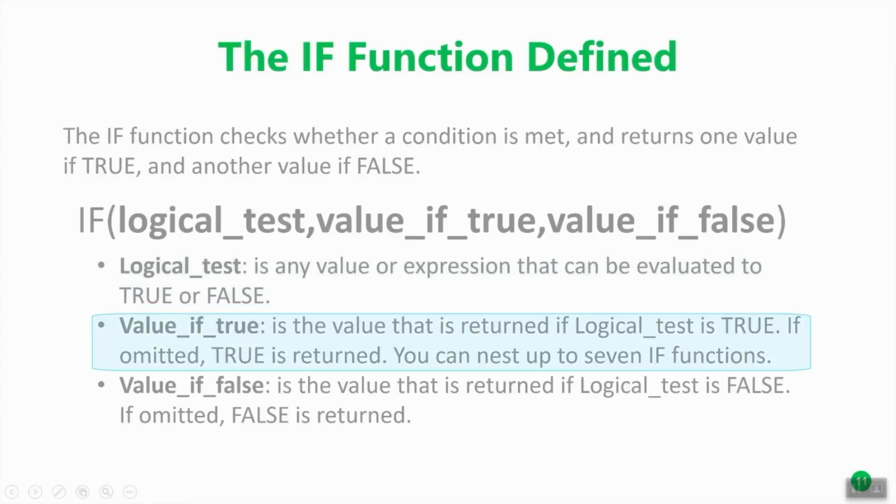If the value is true, then perhaps we display the word yes in a cell to the right of B2. And if it is false, then we say no to the right of B2. So let's build a formula looking at each part of this as we go.